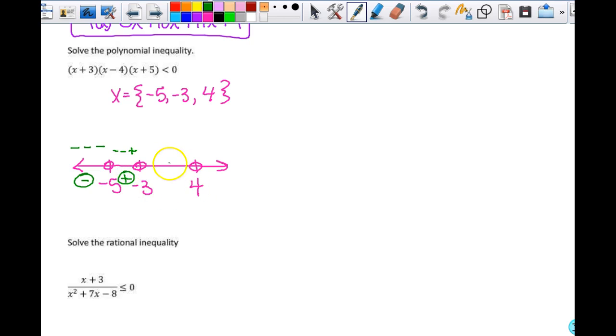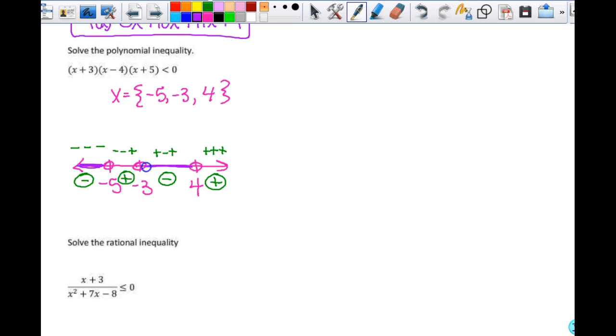Between -3 and 4, I can choose 0, so it's going to be positive, negative, positive. And then 5 is going to give me positive, positive, positive. So this is what I have here. So I want it to be less than 0. That means that it needs to be negative, so I shade my negatives.